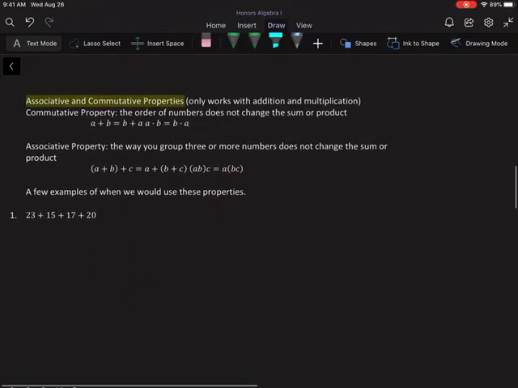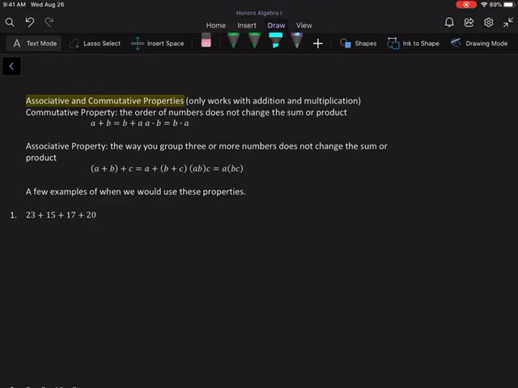So moving on. The associative and commutative properties. It only works for addition and multiplication. Commutative property is when we move the numbers around, right?